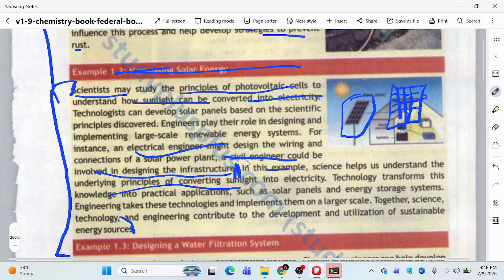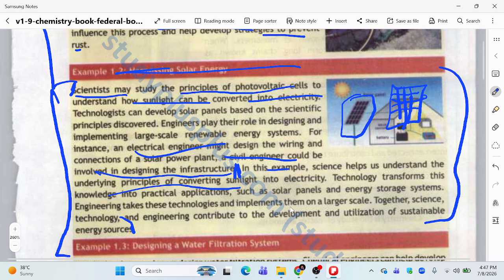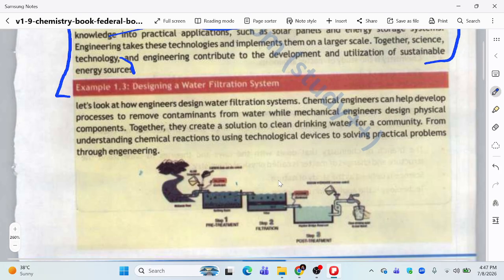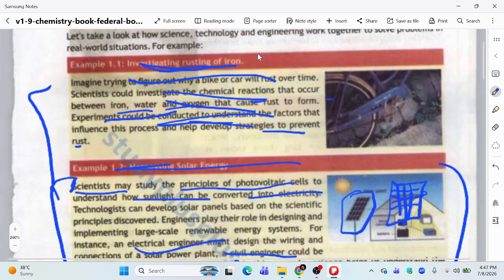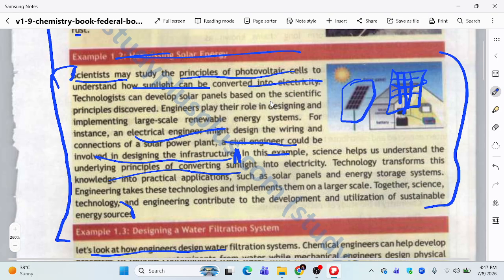But I think we should learn all of this. If a person is learning at the last moment, they can learn one of them, from this side or this side. Now, designing a water filtration system, let's look at how this is designed by engineers. This was designed by scientists. This is all science. I'll give a short form, STE: science, technology, engineering.